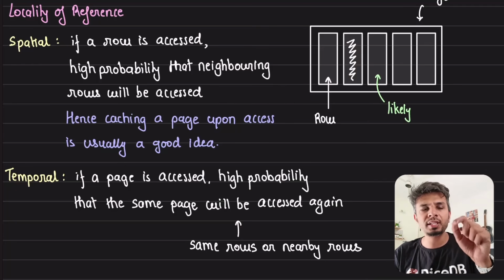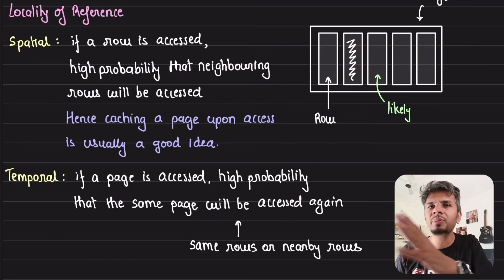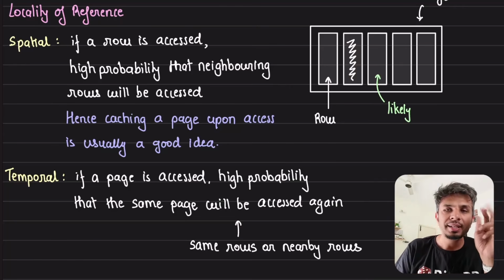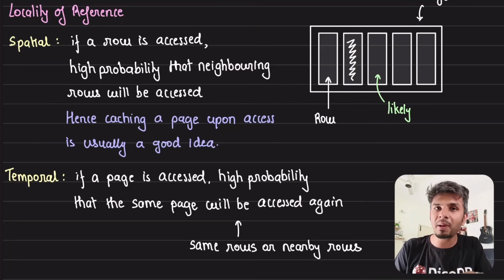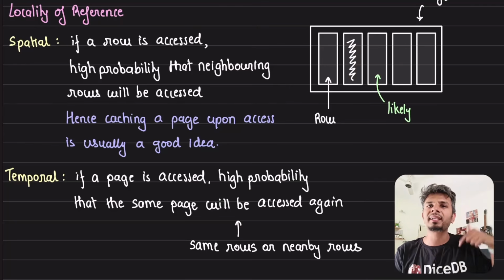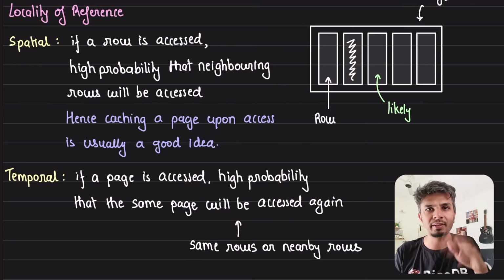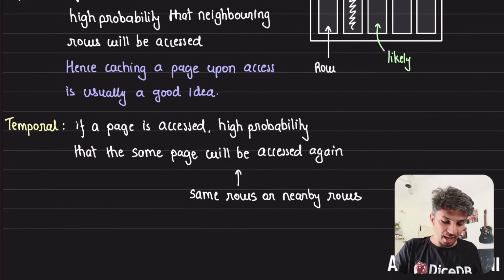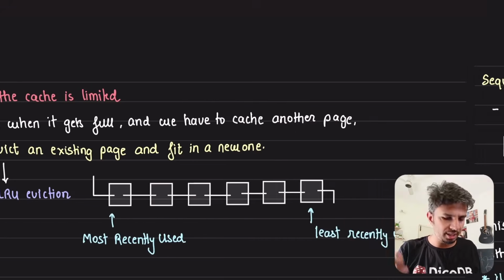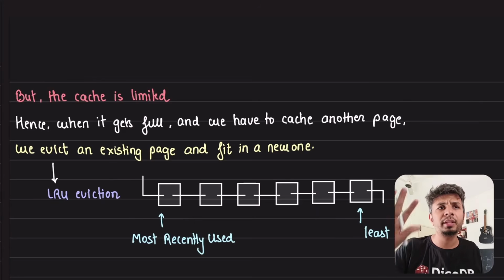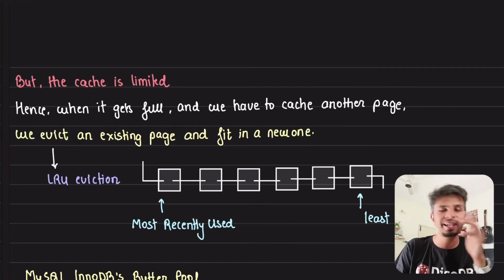Which is why caching a page is usually a good idea, because if you're accessing one row, you would be accessing the row next to it. Second is temporal locality: if a page is accessed, there is a high probability that the same page will be accessed again. So that's why it makes sense for databases to keep the recently accessed pages in memory. Your database tries to put a lot of things in cache, but your cache is limited because RAM is limited, and plus expensive, of course.